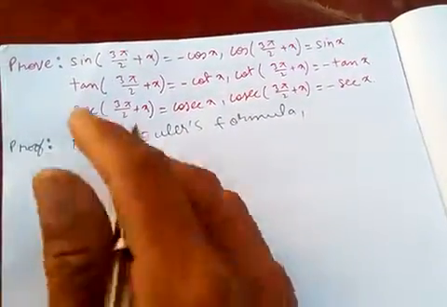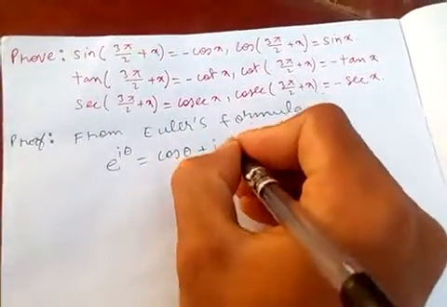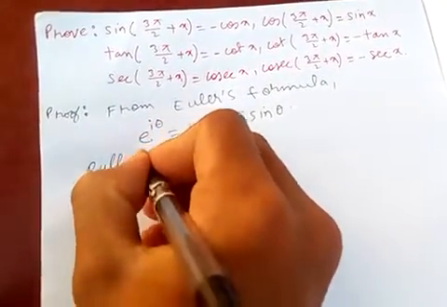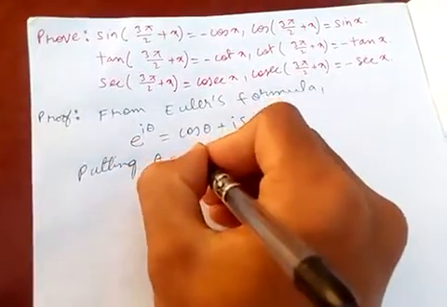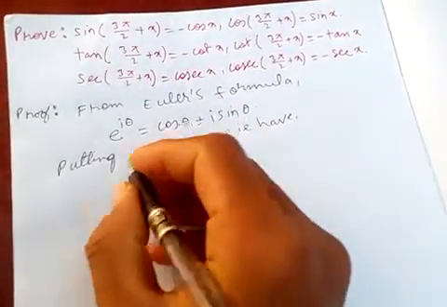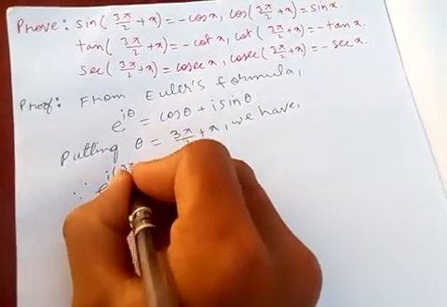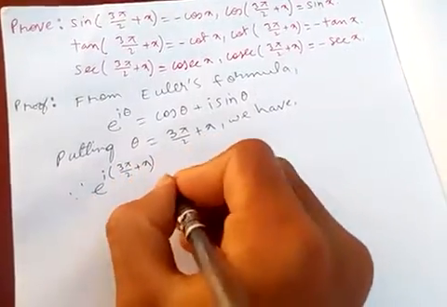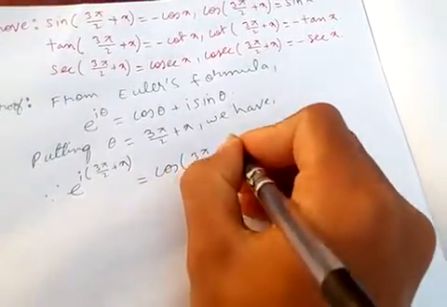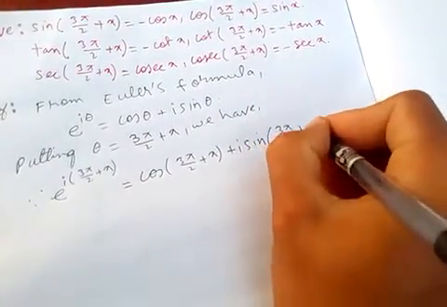This Euler formula is e to the i theta is equal to cos theta plus i sin theta. Now putting theta equal to 3 pi by 2 plus x, we have e to the i times (3 pi over 2 plus x) is equal to cos of 3 pi over 2 plus x plus i sin of 3 pi over 2 plus x.